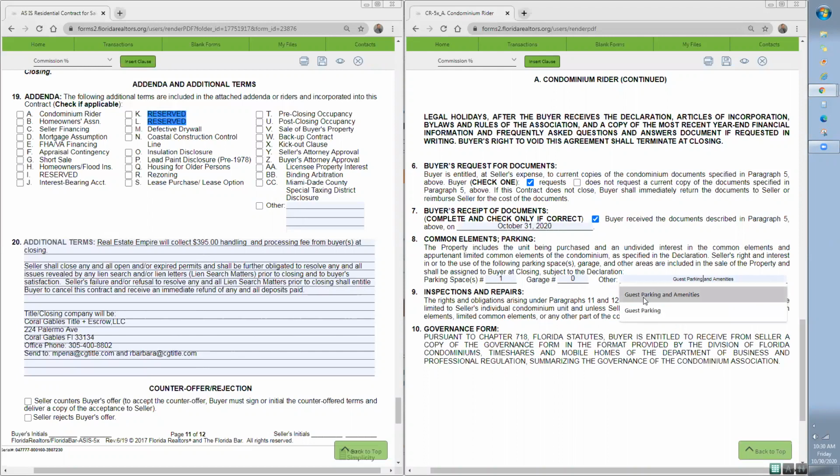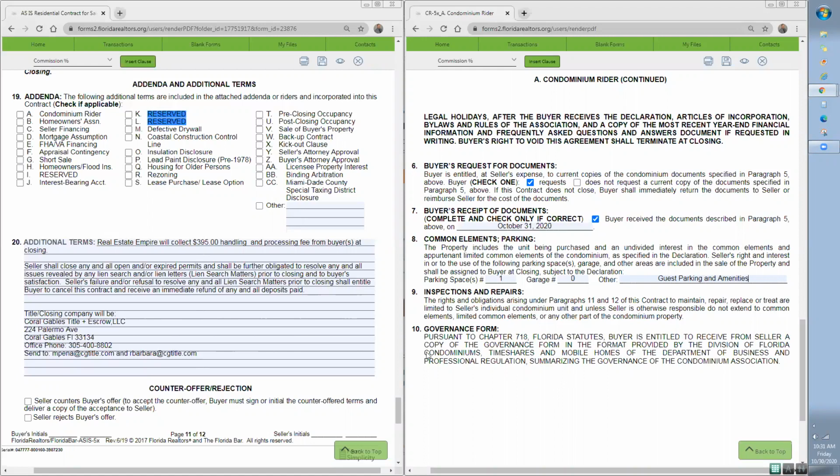And here I also like to put guest parking and amenities, just to let the buyer know, hey, if you have 2 cars and you have one parking space assigned, that's yours. That's perfect. You can park one car there. But there's also guest parking, which you are allowed to use, and the amenities of the association. While you're doing inspections on the property, it's possible that the inspector or anybody that comes in to do the appraisal does have to go onto the property of the condo association.